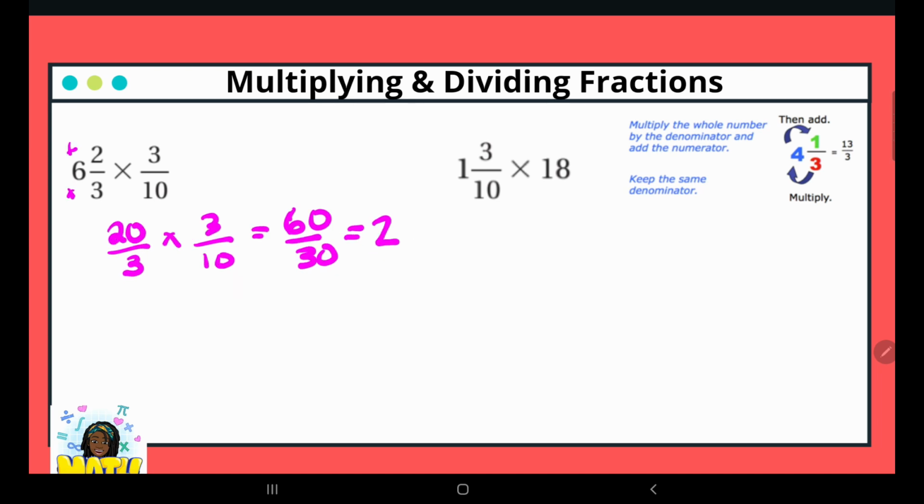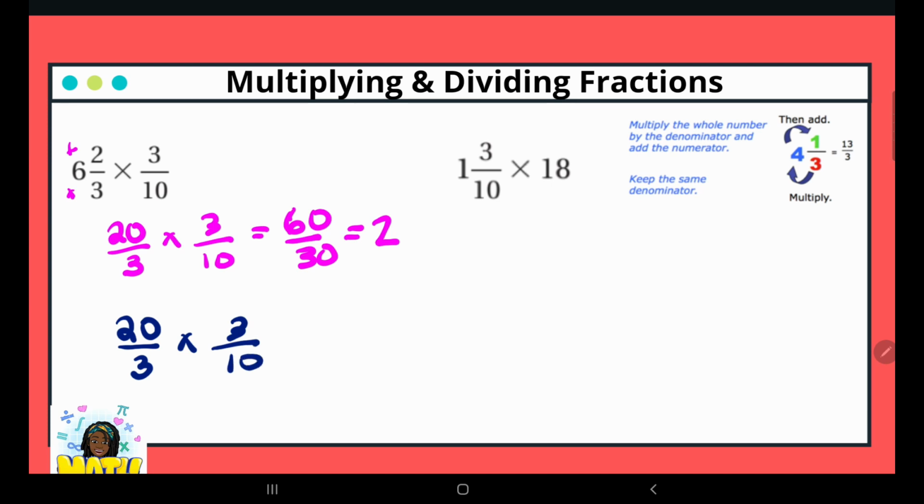Another method that you could use is to simplify first and then multiply. I'm going to show you this, but if it's going to confuse you, I would say to disregard it and just go ahead with our initial approach of multiplying numerator by numerator and then simplifying at the end. So I'm going to rewrite our fraction: 20 over 3 times 3 over 10.